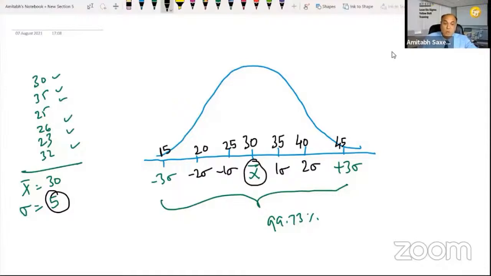This is the average, 30 minutes. You understood? One time standard deviation: the standard deviation is 5, so 1 into 5 is 5. 30 plus 5 is 35, 35 plus 5 is 40, 40 plus 5 is 45, and so on and so forth.